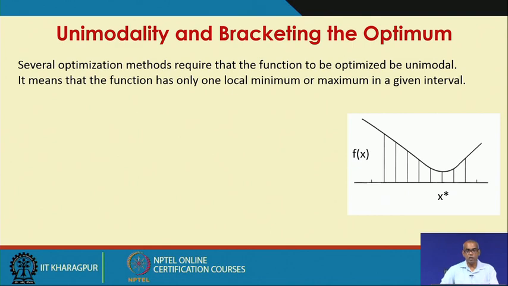Several optimization methods require that the function to be optimized be unimodal. It means that the function has only one local minimum or maximum in a given interval. Look at the figure shown, it is a unimodal function. The minimum is indicated by x star and there is only one minimum over the region of x for which the function has been shown.